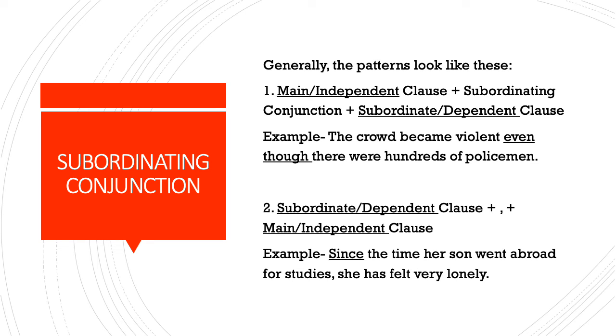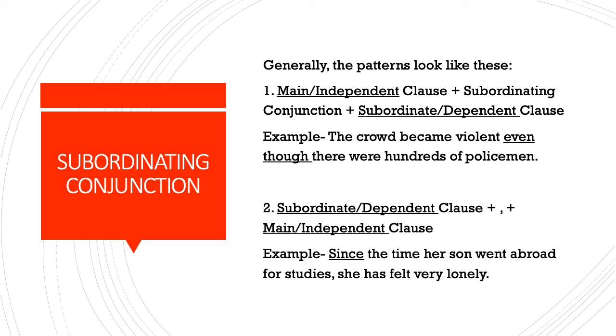Now there is another way of writing this particular sentence, that is, we begin the sentence with the dependent clause along with the subordinating conjunction. So we will have the subordinating conjunction first, then followed by the dependent clause.